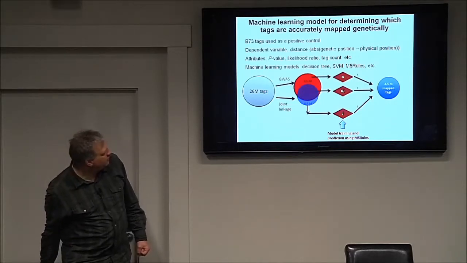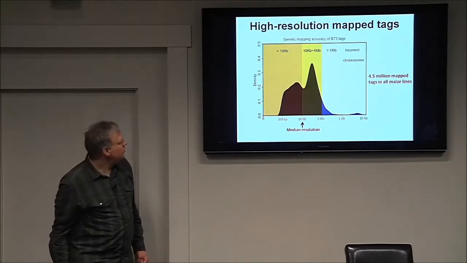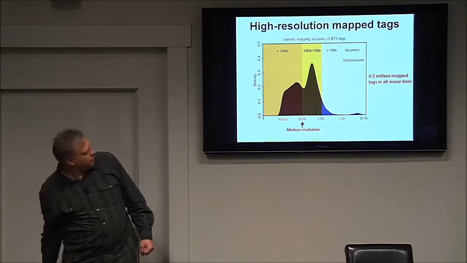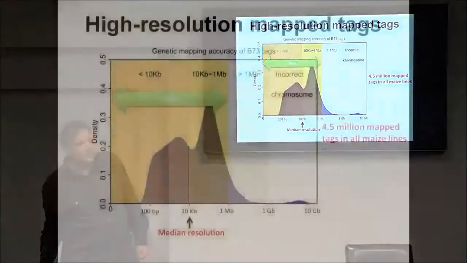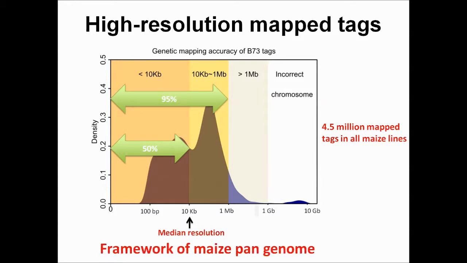So then he studied those. Using the B73 tags as a positive control, he could show that 95% of the time he could map them within 1 megabase of their true position, and 50% of the time within 10 kb. So he has these 4.5 million tags mapped in maize to pretty good precision. This mapping of tags is like a framework of the maize pan-genome.